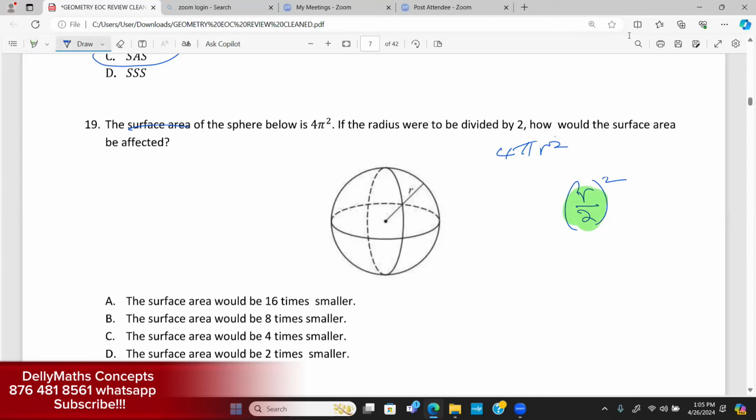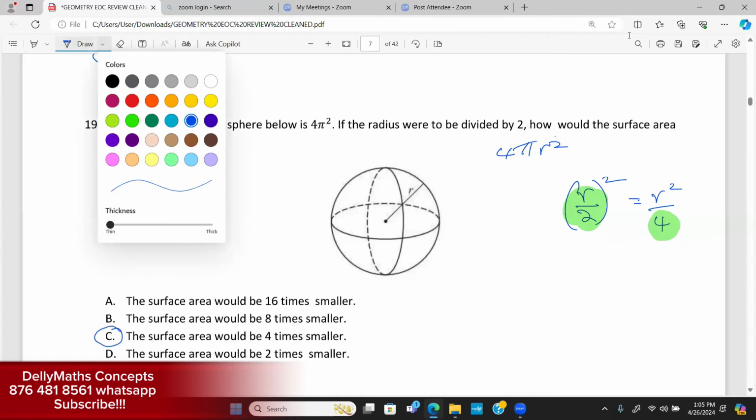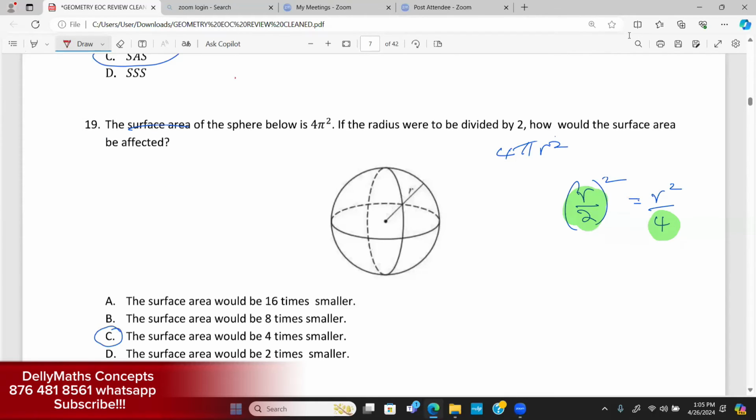So if my new r is going to be the original r divided by 2, look at what I'm going to have. I'm going to have r squared over 4. I'm still going to have r squared, but it's not just going to be r squared. It's going to be r squared divided by 4, which means this thing will be 4 times as small as it was. So the surface area would be 4 times smaller. I like the answer at C. So it's just to put together thoughts and principles that you know, write on them and you will be fine. Number 20.